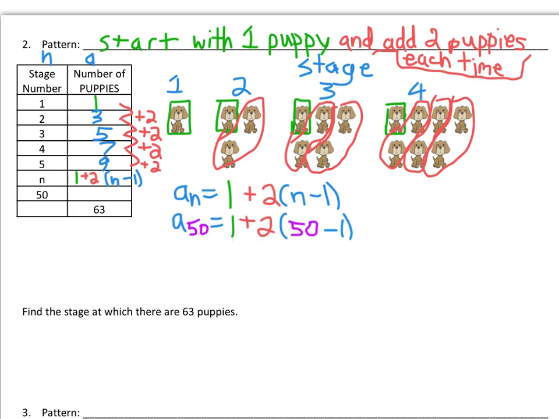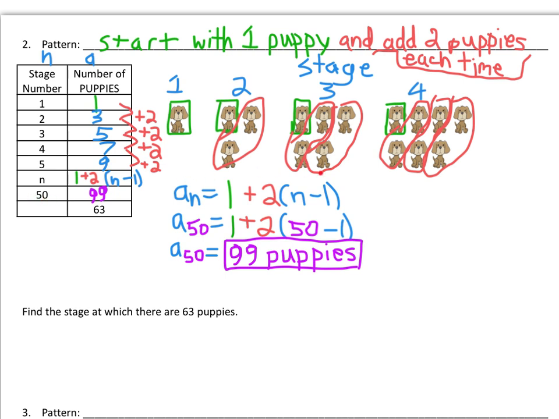We get 1 plus 2, parenthesis, 50 minus 1, parenthesis. Let's type it in as the right side of the equation. This a sub 50 is just going to be our total answer at the end. Don't worry about it when we're doing the equation. Type it exactly like it says on the calculator, on Desmos or any other graphing calculator. It should follow order of operations. And we get 99 puppies for stage 50.